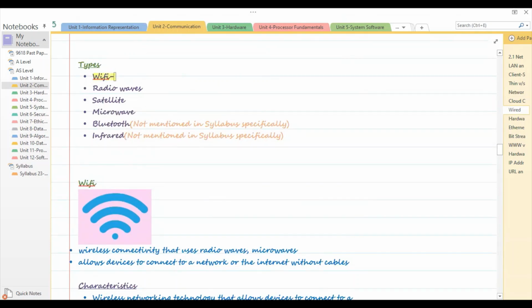These are some types of wireless transmission medium: Wi-Fi, radio waves, satellite, and microwave. These are mentioned in your syllabus. However, there is Bluetooth and infrared also, which are not specifically mentioned in your syllabus, but we'll cover that as well.